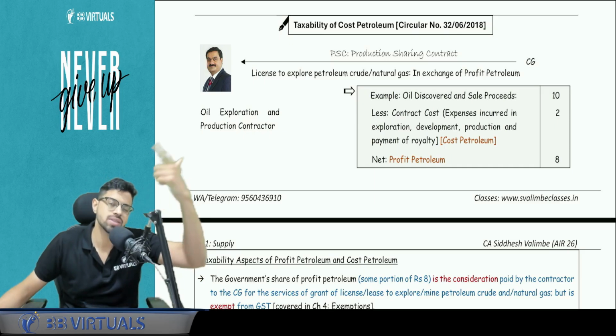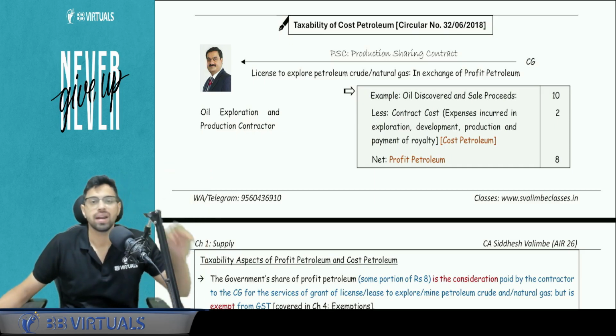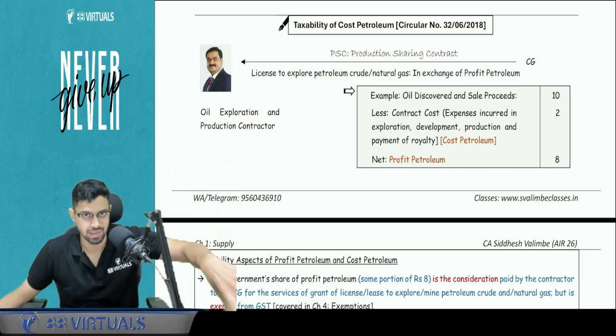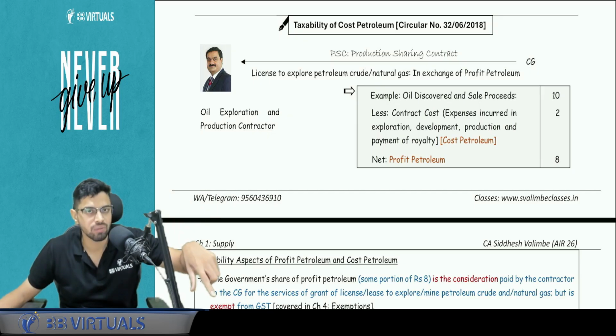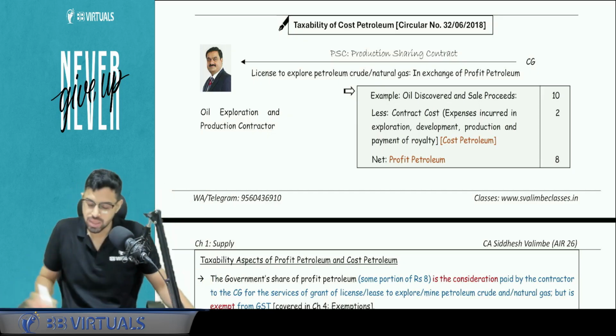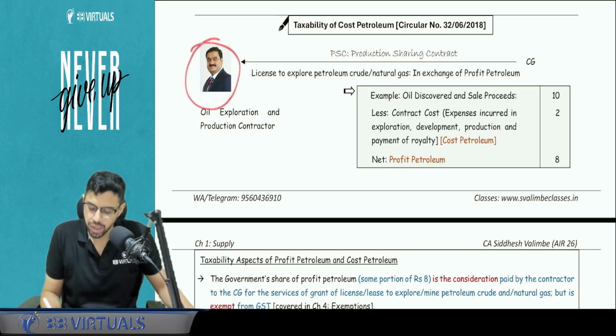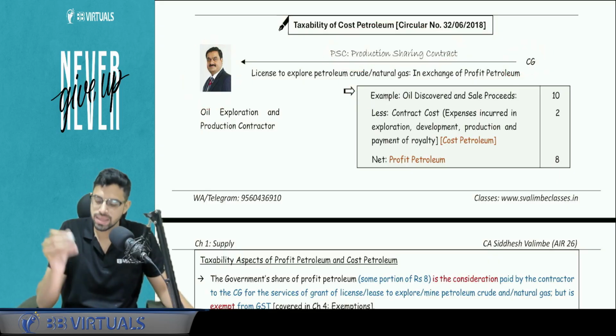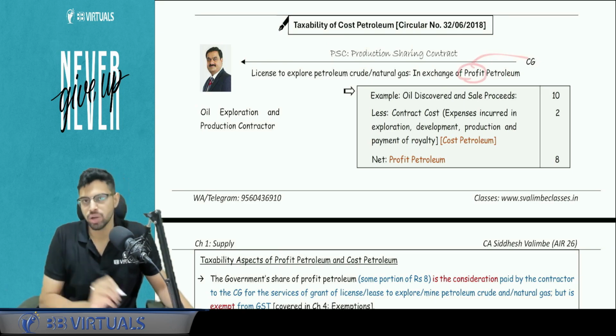Out of that, I will give some amount back to the government. Why? It is a consideration for grant of license. Why is a license given by the government? Because the government is the inherent owner of all the natural resources. For example, Adani entered into a production sharing contract with the government, right? Why? Because tomorrow, against the license, the profit will be distributed with the government.